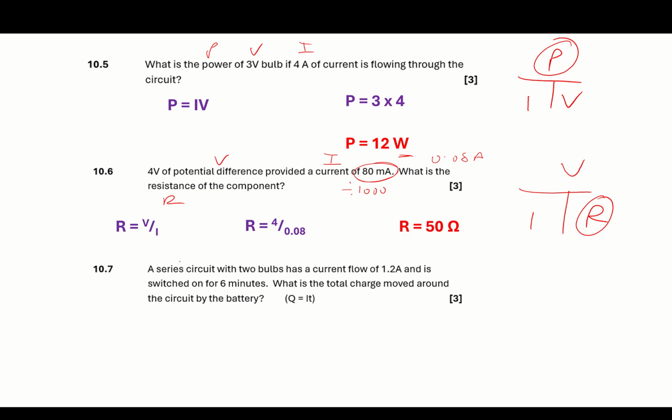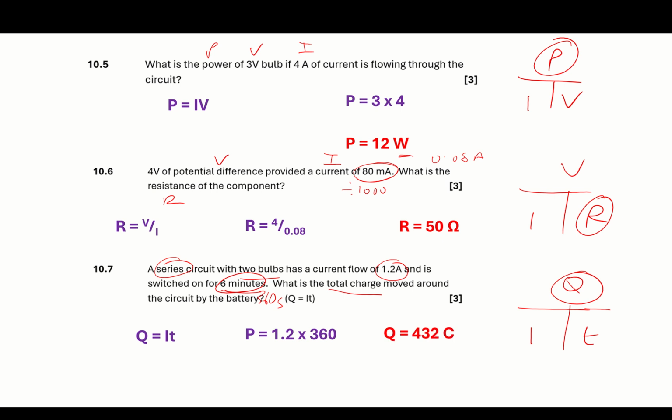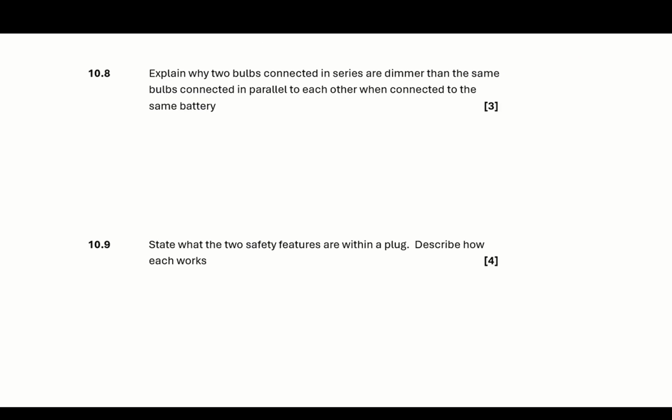Next one, a series circuit with 2 bulbs has a current flow of 1.2 amps and is switched on for 6 minutes. What's the total charge moved? So I'm going to need I quit. And then we're ready again. So we're after charge, total charge, so we're after Q. So Q equals I times T. Now, got to make sure we change minutes. So times by 60 is 360 seconds, but the other one's in amps. So 1.2 times 360, and I've got Q equals 432 coulombs is the unit of charge.